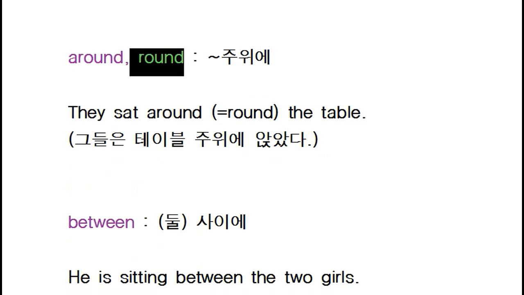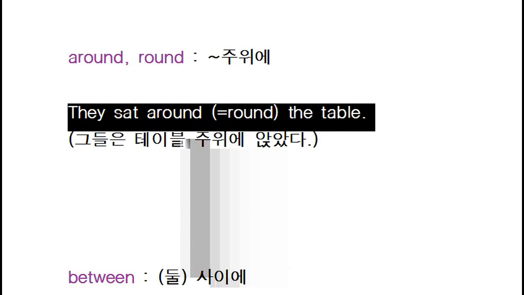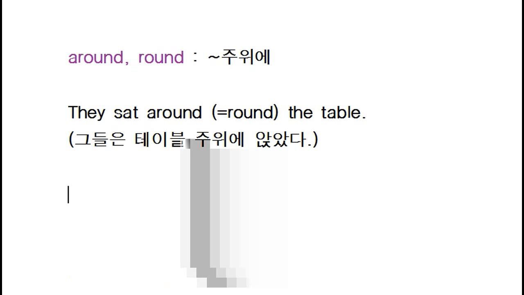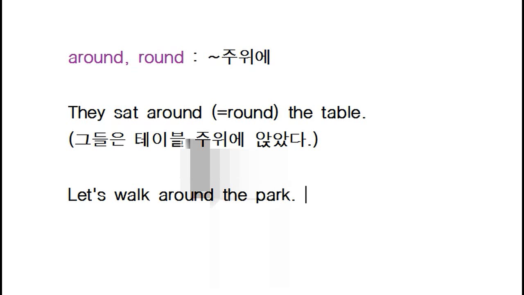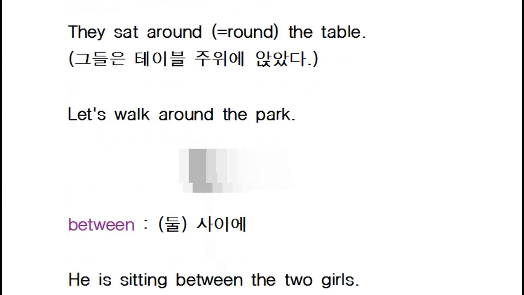Around. Round. What does it mean? Very good. For example, they sat around the table. One more time. They sat around the table. Around the table. What else? Let's make another example for around. Let's walk around the park. Around the park. Understood? What is it again? Let's walk around the park. Around the park. Very good. Don't forget, try to make your own example.